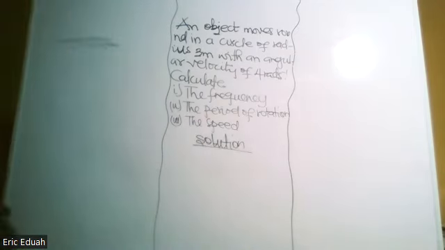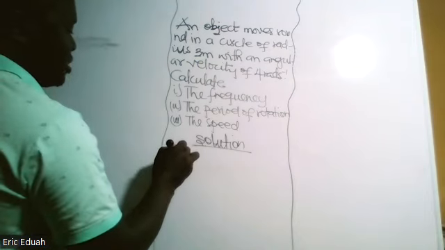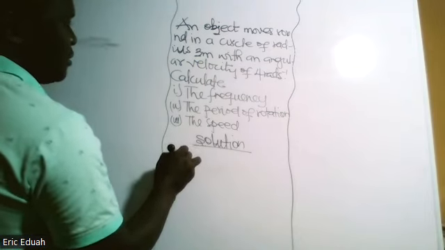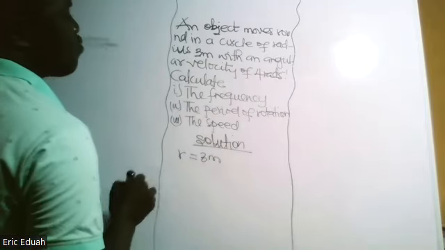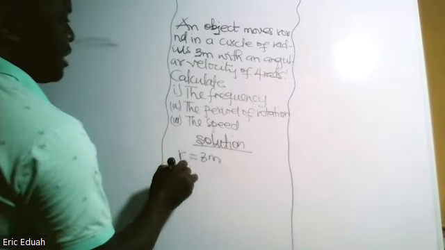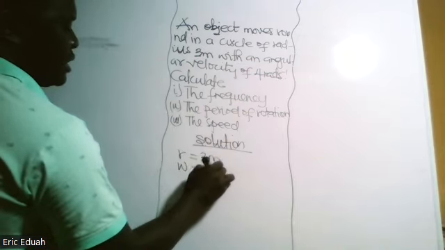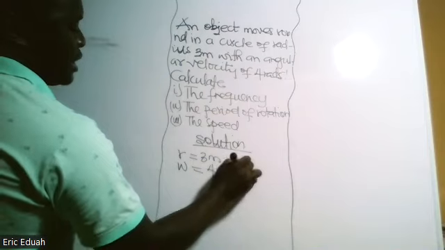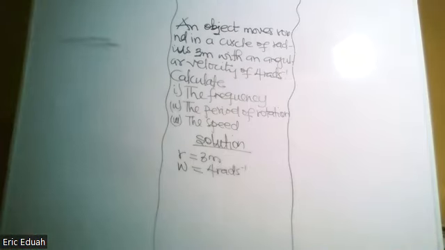Solution. Let's extract the information given to us. The question has provided the radius of the circle, R is equal to 3 meters. We have the angular velocity, omega, is given as 4 radians per second. So these are the information we have.